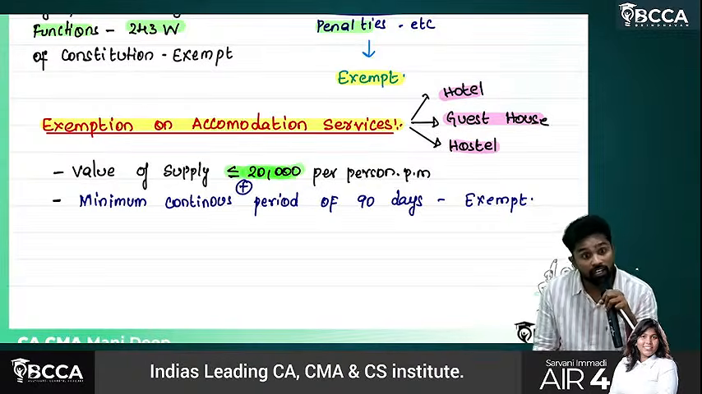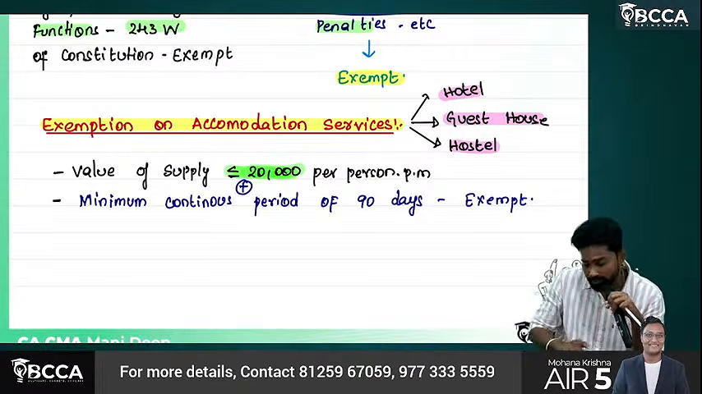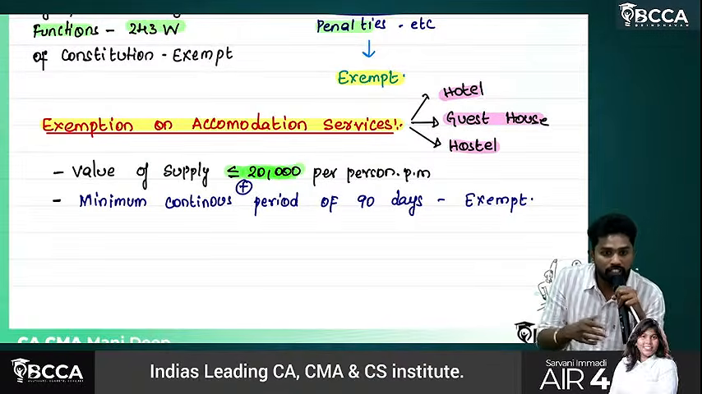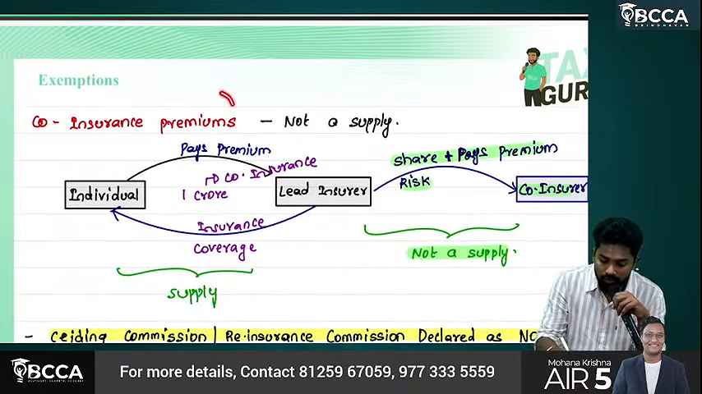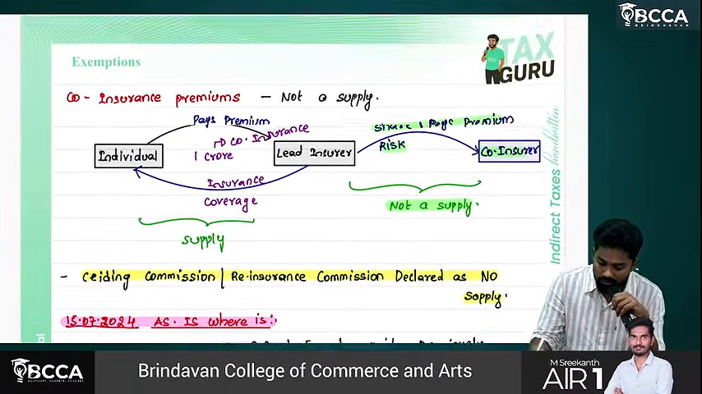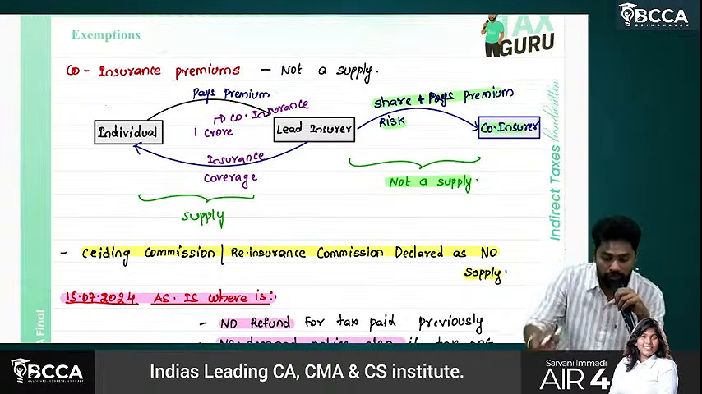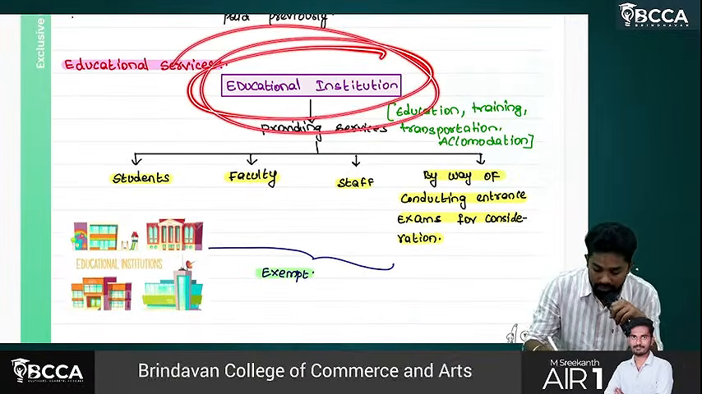So they will be staying where? In hostels 90 days is possible. So 90 days they should stay. And per month the value should be how much? Less than 20,000 only. So then it is what? Exempted. Then this is like not required, sir. We already discussed co-insurance premiums are what? Negative list. Okay. And then come to educational institutions.